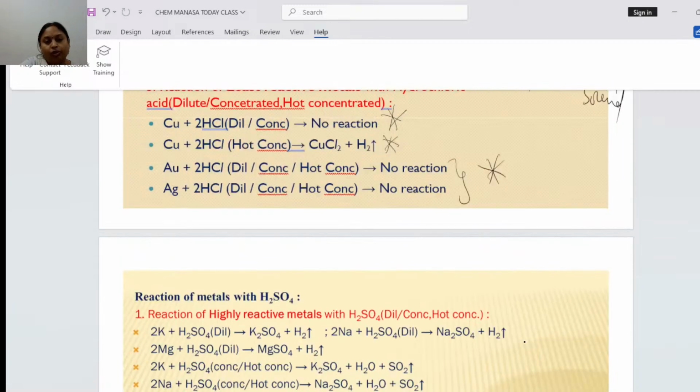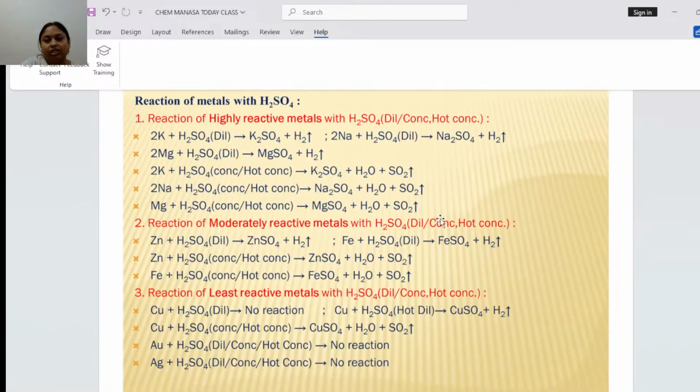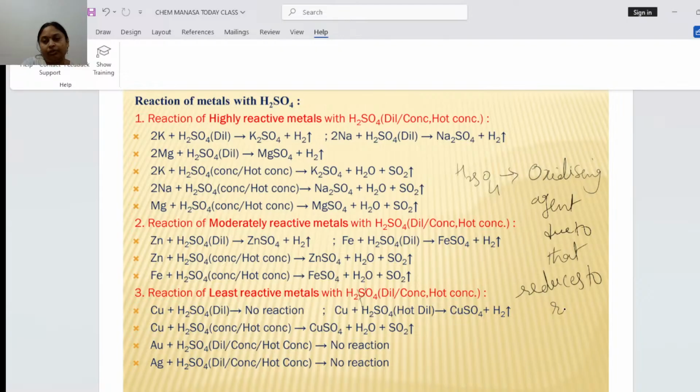Okay, so we will go for sulfuric acid. When it comes to sulfuric acid, we get sulfur dioxide as a common product. Why do we get sulfur dioxide? Here we usually say sulfuric acid is a strong oxidizing agent. Therefore, it itself reduces to the respective sulfur oxides.